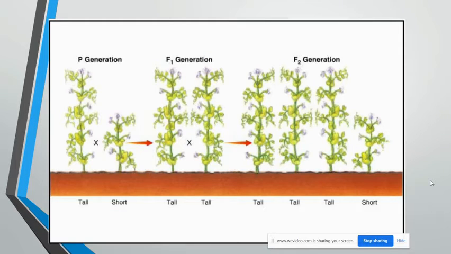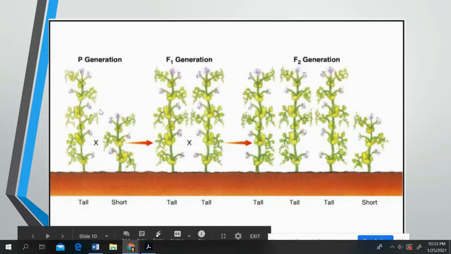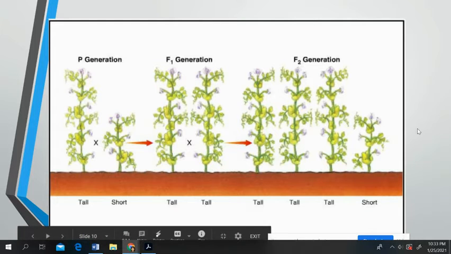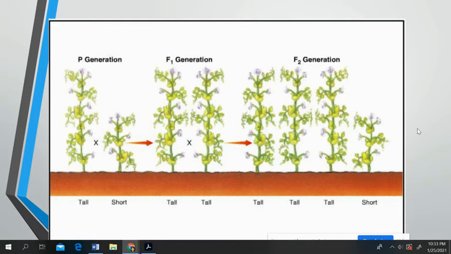So as you can see in this diagram, he started with that tall and that short plant. The first generation produced all tall plants, but then that second generation produced tall and short plants again, just like the original parent generation.